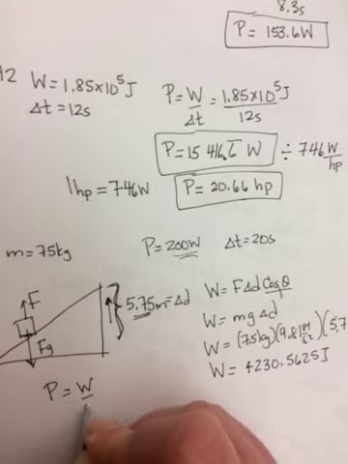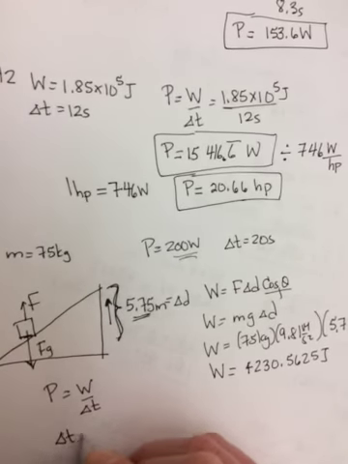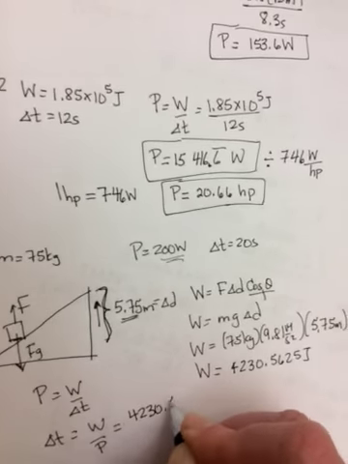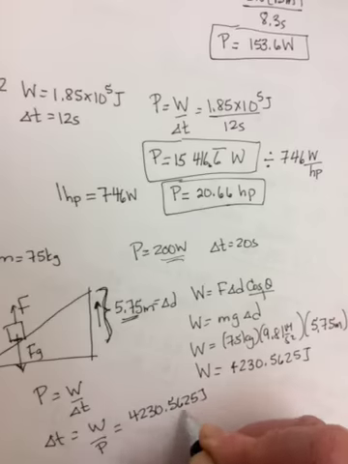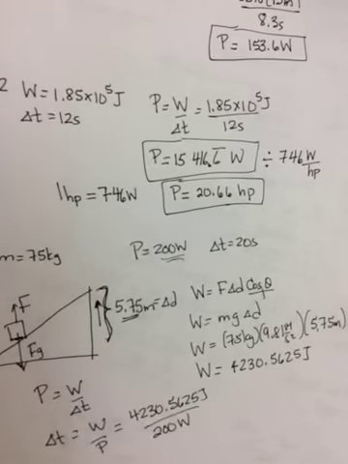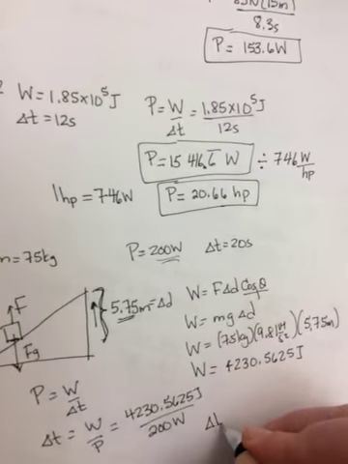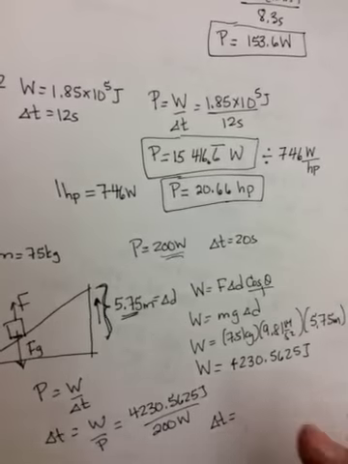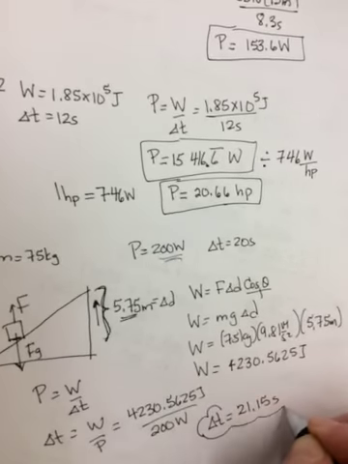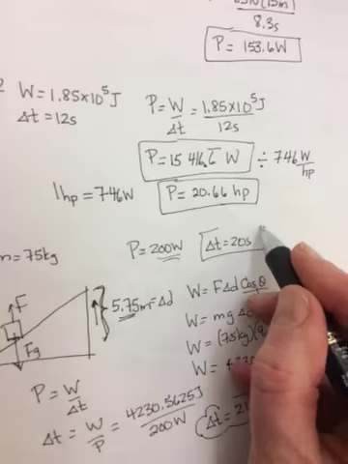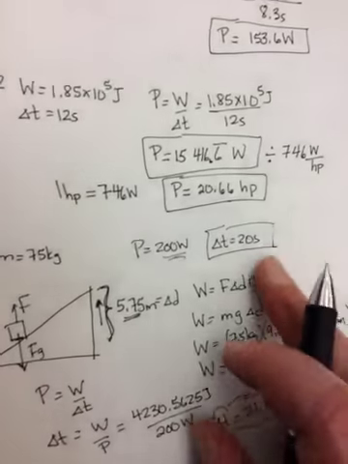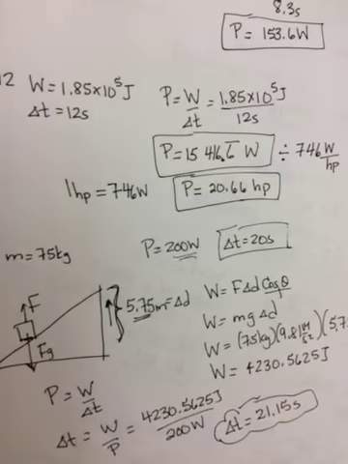So we know power is equal to work over time. So time will be equal to work over power. So the 4,230.5625 joules divided by the 200 watts she's able to generate will tell us how long it's going to take her to get there. And when you do this, you get a time of 21.15 seconds. Unfortunately, the bell is going to ring in 20 seconds, so she cannot make it on time. She's going to be just a little bit late. Not a lot late, but a little bit. Okay? And that's the last question from your homework.